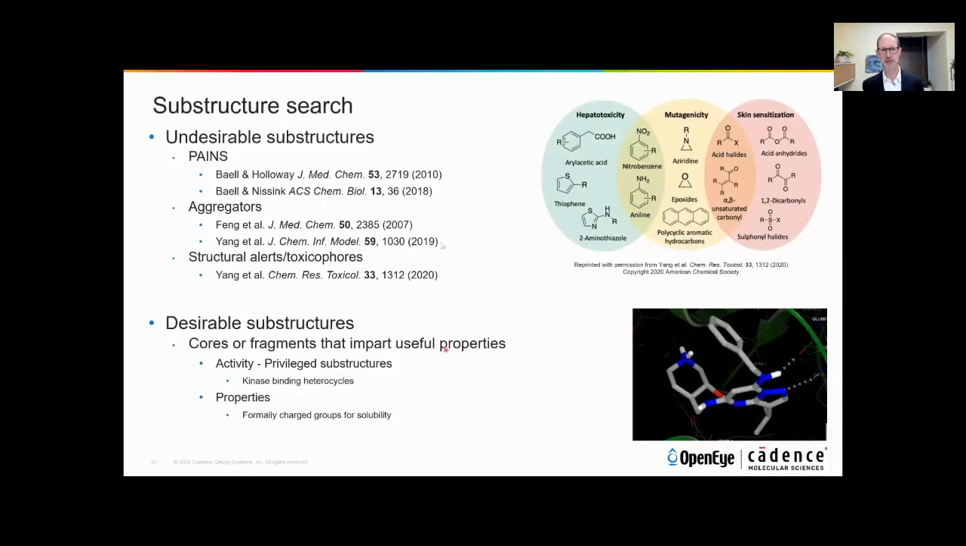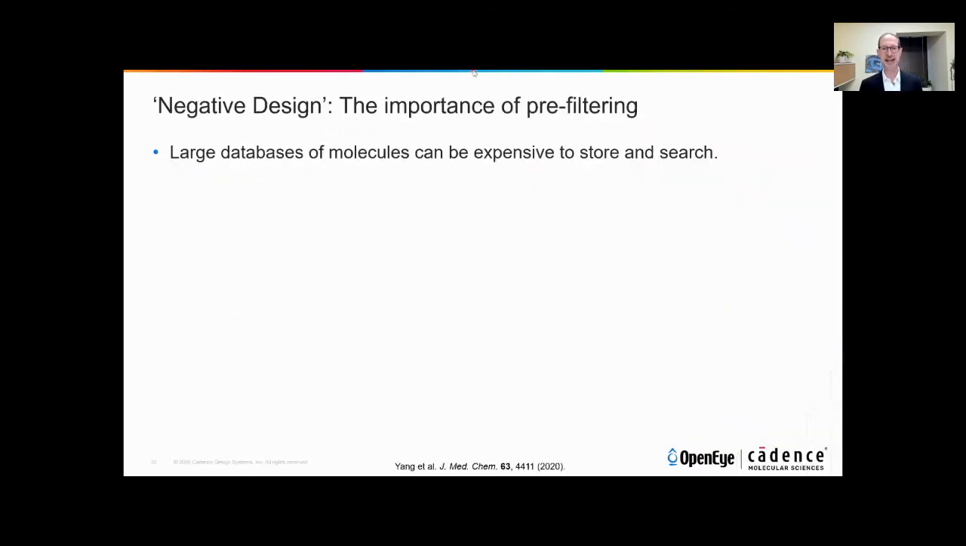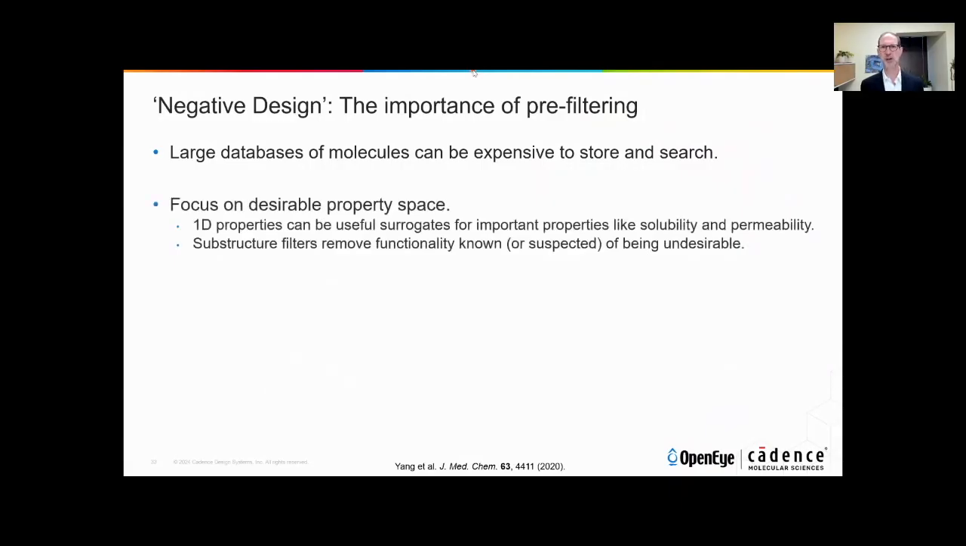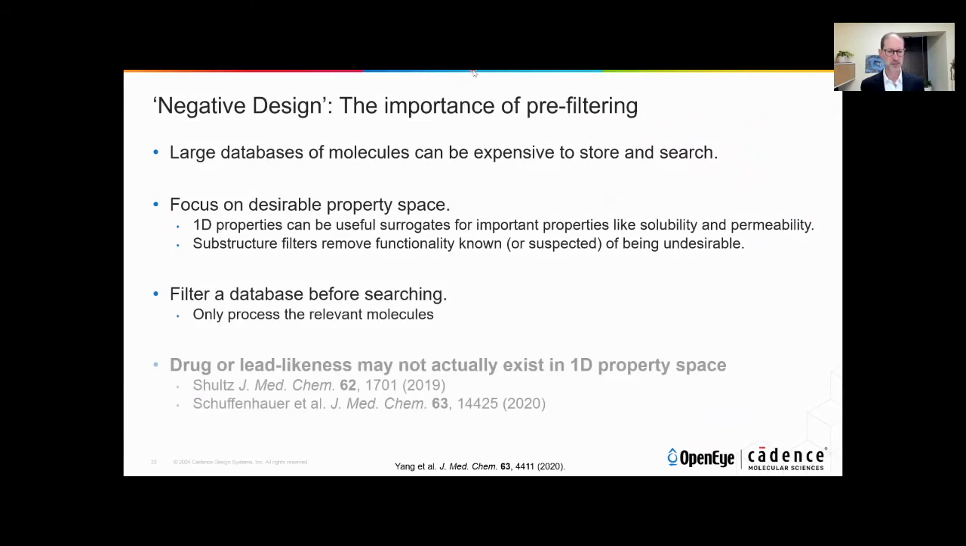For the most part, however, filtering is about what I call negative design, to design your space away from molecules you know you don't want. So you're trying to reduce the space of these very large libraries by removing the molecules you don't want, so that you can focus on the molecules that are going to be helpful. Now, I would warn here, there's some very interesting work published in the last few years from Novartis, showing that unfortunately a lot of one-dimensional property filters don't really address the problem at hand, and they aren't very effective for focusing into permeable and soluble molecule space. So the 1D properties can be important, but again, apply with care.